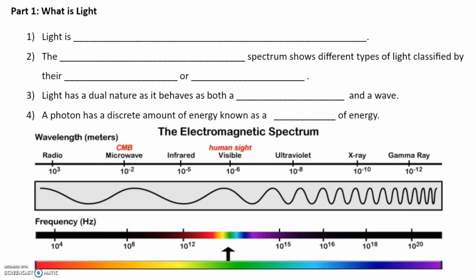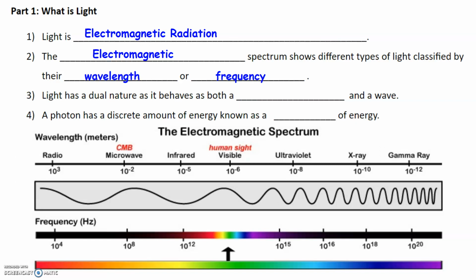Let's summarize what we covered so far, and here's where you'll take your notes. Light is electromagnetic radiation. The electromagnetic spectrum shows different types of light classified by their wavelength or frequency. Light has a dual nature, behaves as a particle, which is known as a photon, and a wave. And a photon, which we'll talk more about later, but we'll note it now, has a discrete amount of energy known as a quantum of energy.